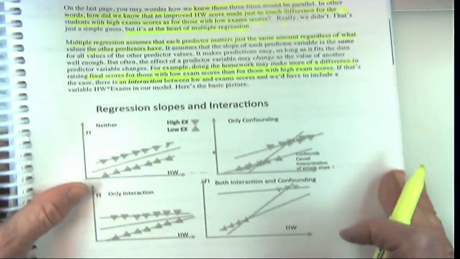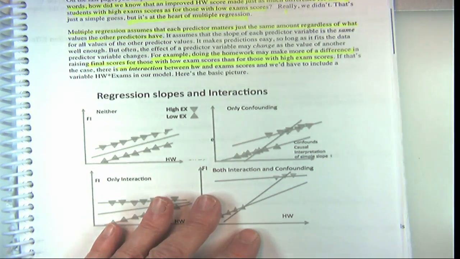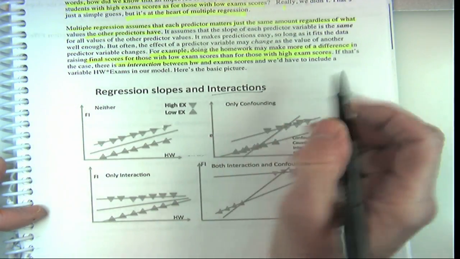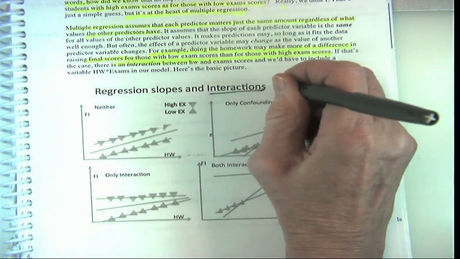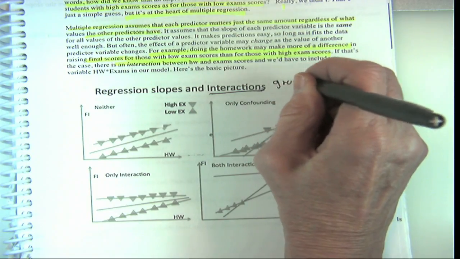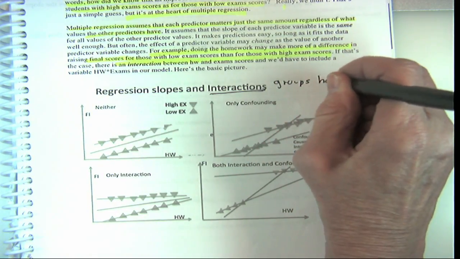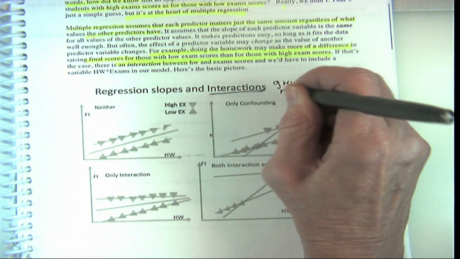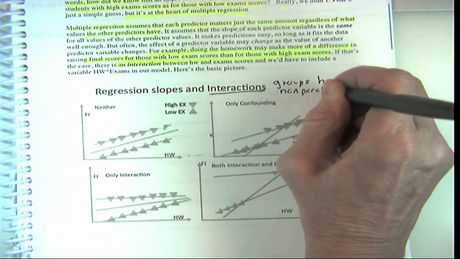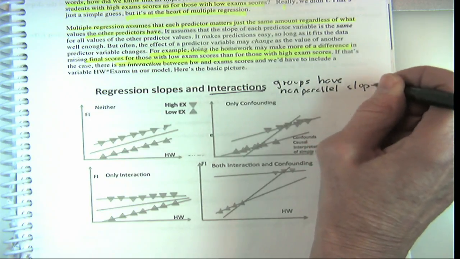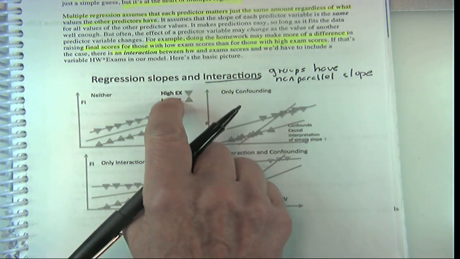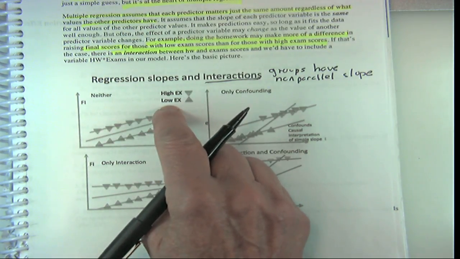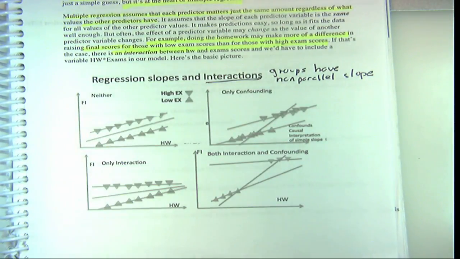So I want you to look at this picture here. An interaction, remember, means that there are different slopes for different groups. Groups have non-parallel slopes. What do I mean by different groups? I'm looking at a high exam group and a low exam group. This is all homework predicting final. For each one of these, homework is just what we've been doing.